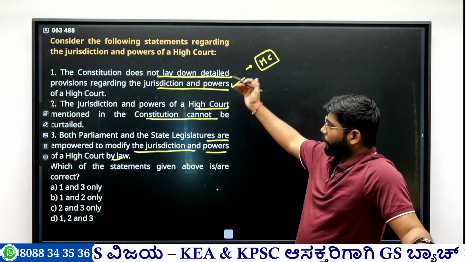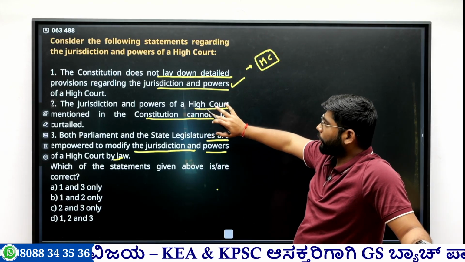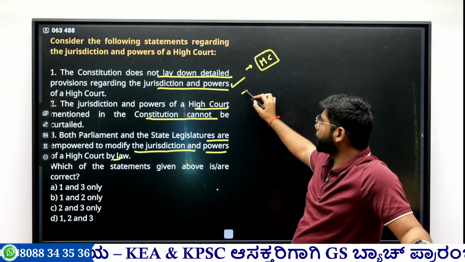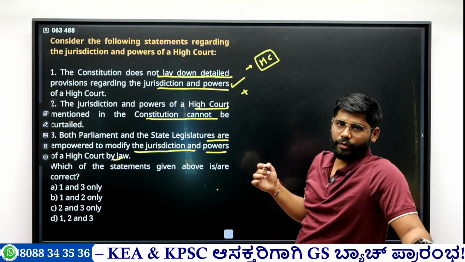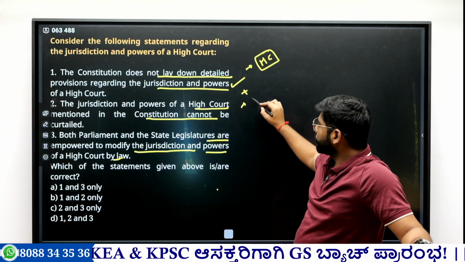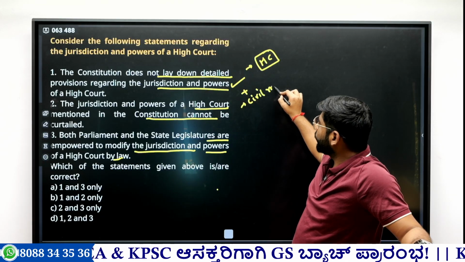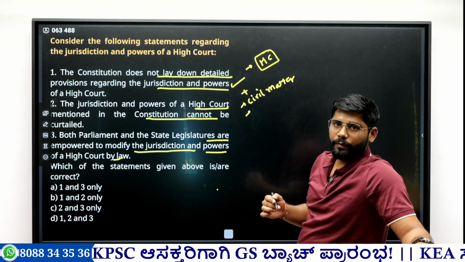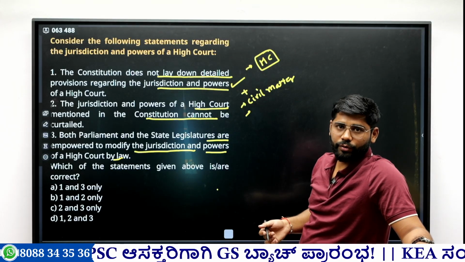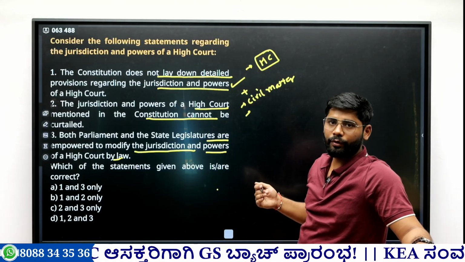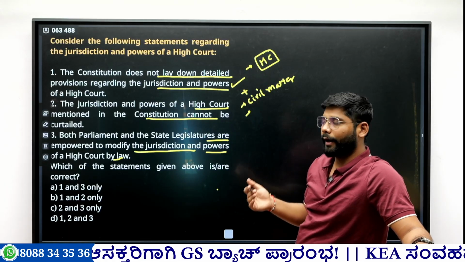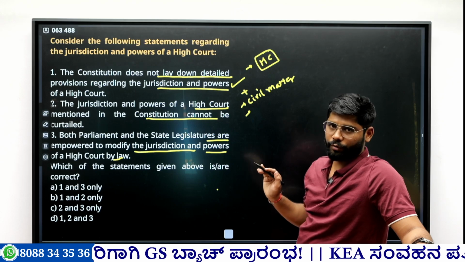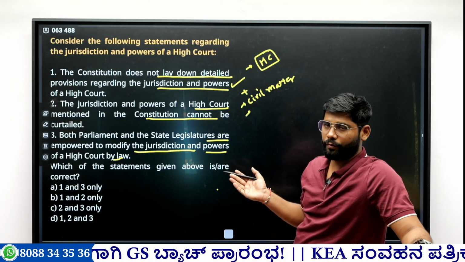Now, in addition to the jurisdiction and power the High Court got from the colonial time, certain powers they got from the Constitution. Which kind of power? To decide on civil matters. Previously they did not have the power to decide on civil matters. They also got jurisdiction over deciding on fundamental rights through writ jurisdiction. So these are the additional powers they got, but the Constitution has not laid down the detailed provision when it comes to jurisdiction and power of High Court.